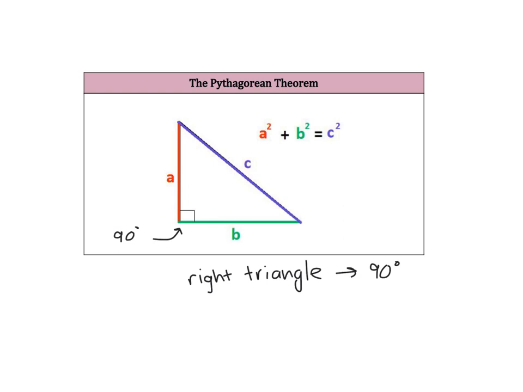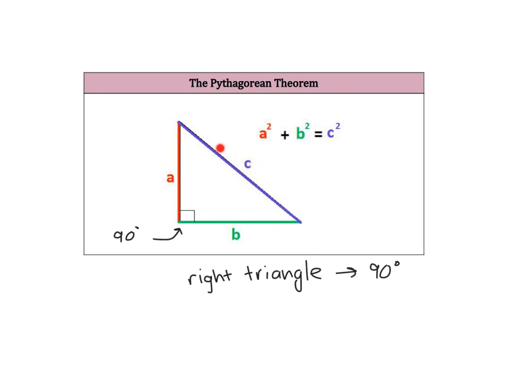So the Pythagorean theorem, as you can see, has squares, so we'll be using squares and square roots. And it's a formula that helps us find a missing side length of a triangle that is a right triangle. So the formula is a squared plus b squared equals c squared.